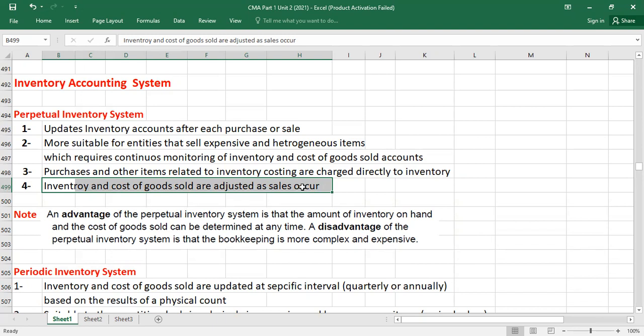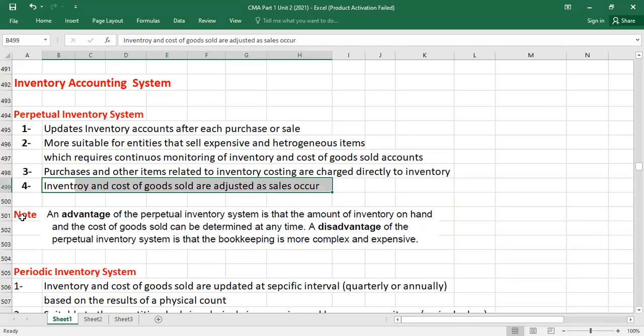When you record any cost of goods sold, usually we pass this entry: debit cost of goods sold, credit inventory, because you have to remove the inventory and the inventory should be shifted to the cost of goods sold. So the point is, you will pass two entries whenever you make any sale, one with the sale price, second with the cost of goods.